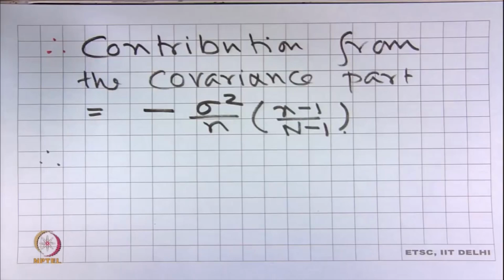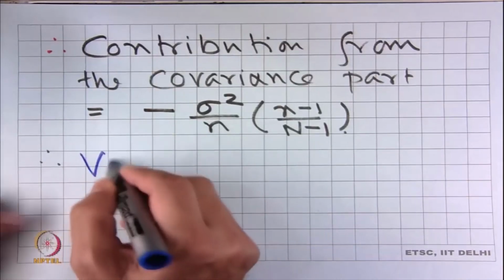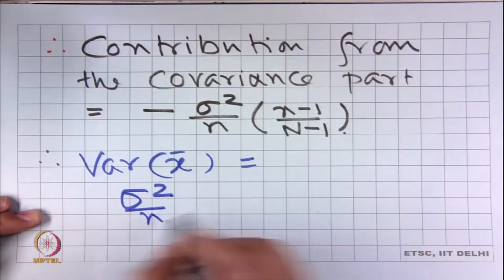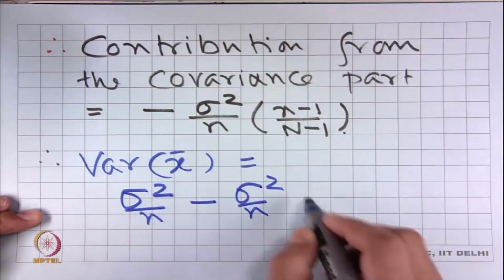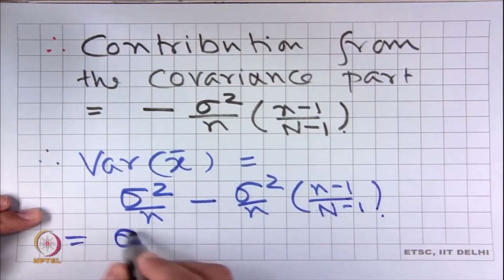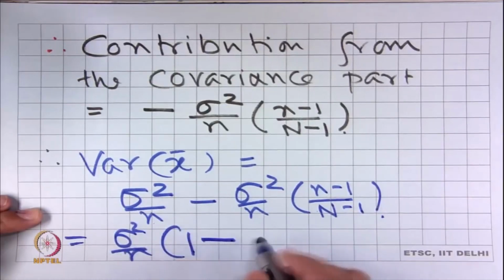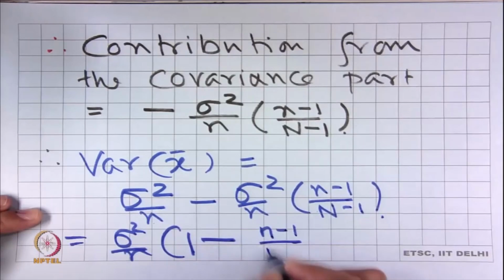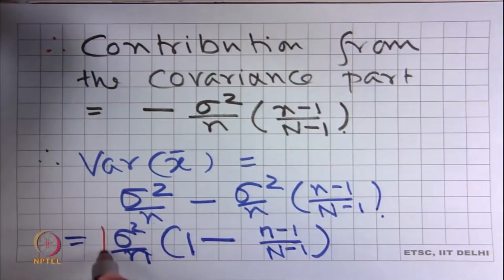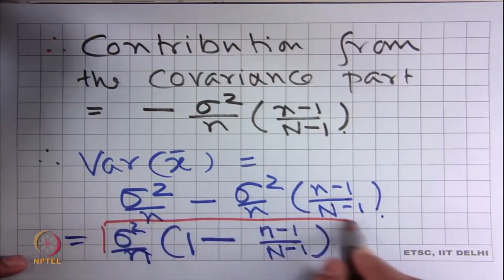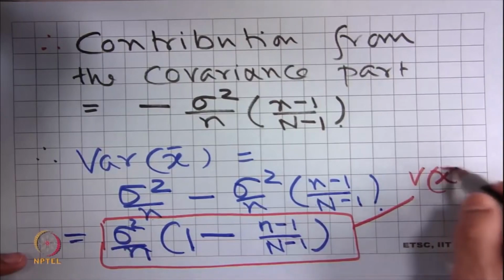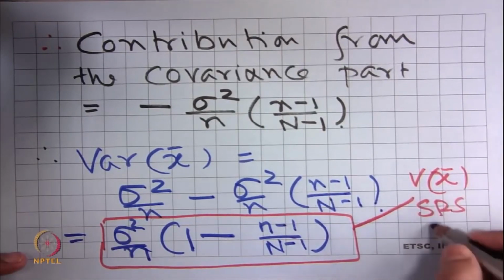Therefore, variance of x bar is equal to sigma square by n minus sigma square by n into n minus 1, which is equal to sigma square by n into 1 minus n minus 1 upon capital N. So, this is the variance of x bar when SRS WOR.